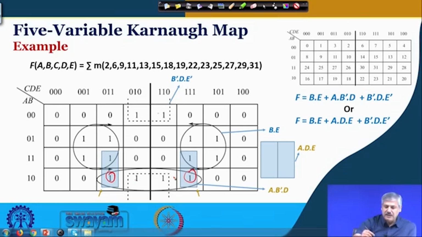Now, to cover that, one thing that is clearly visible is that a group like this can be formed, with logically adjacent 4 ones, and this particular group generates a term A, B prime, and D is remaining constant. So, this product term will get generated.